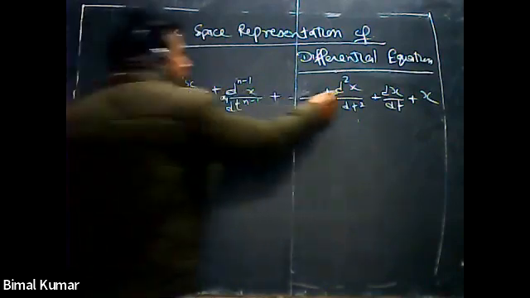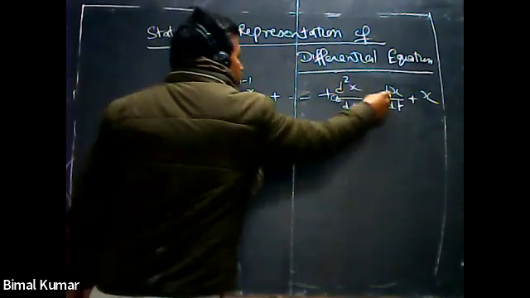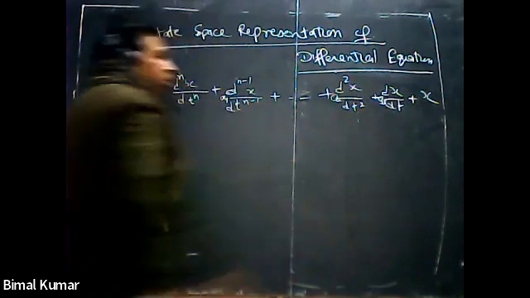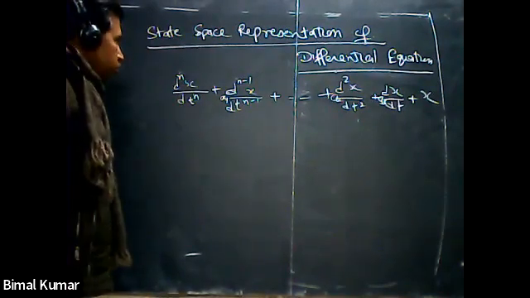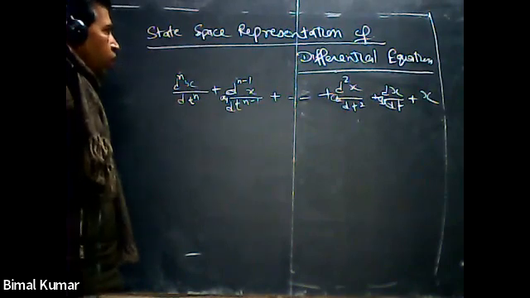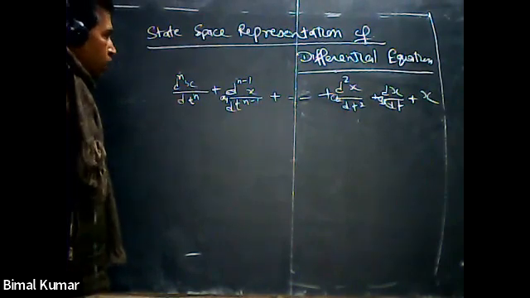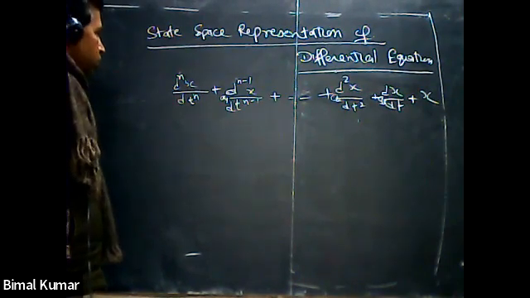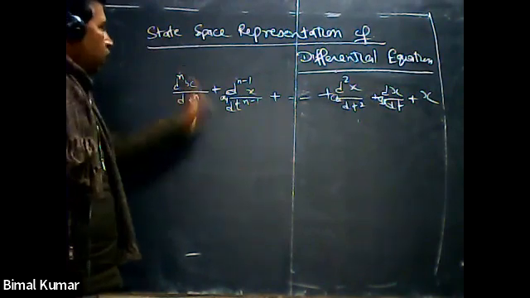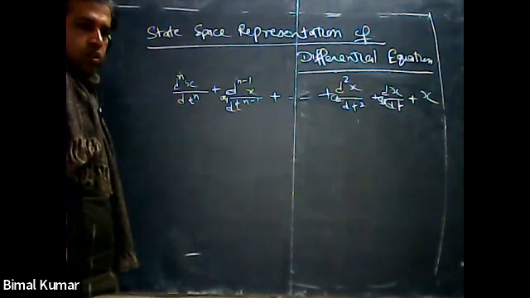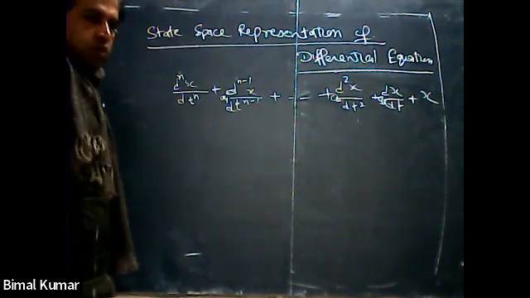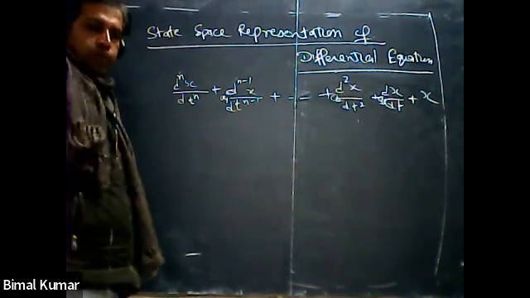Here I'm taking a1, and in this I'm taking a2. Here it will be a3. That means this may be 1, 2, 3, or any fractional number, right? So in this case, this may be an nth order differential equation.